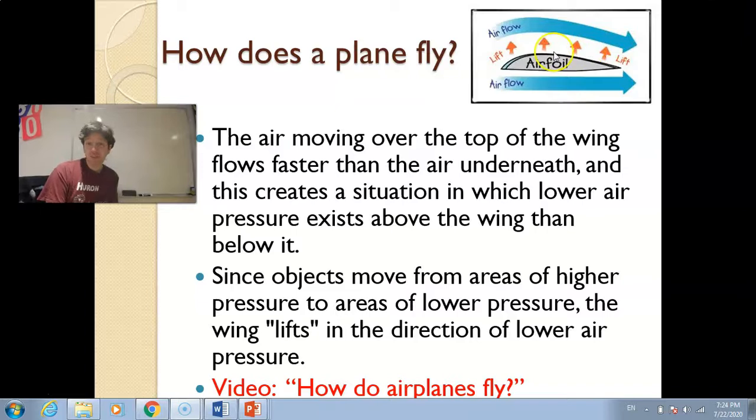But due to another effect called the Coanda effect, you create almost like a vacuum as you're pushing through the air, and the air that goes over the wing gets pulled down, and it's actually going faster than the air under the wing. If it's going faster, that means there's lower pressure. So there's higher pressure below the wing, lower pressure above the wing, and things tend to move from areas of high pressure to low pressure. So that pressure difference pushes the plane up.